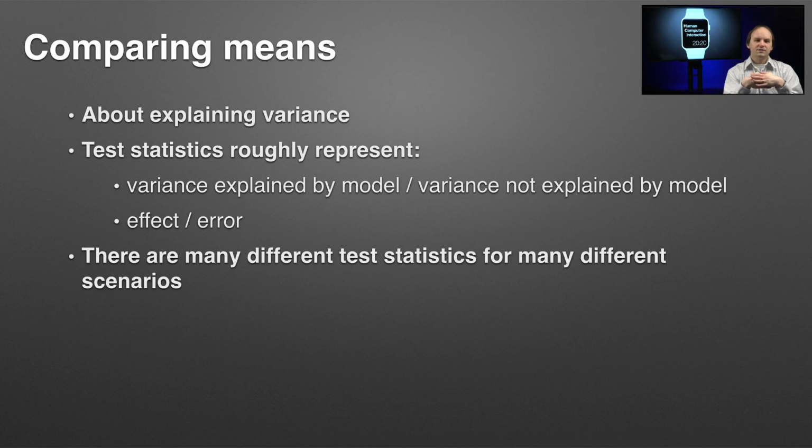And when we do these statistical tests, what we're really trying to do is explain variance. So roughly any kind of test statistic that we create is meant to represent how much variance we can explain by fitting a model to a data set, divided by how much is not explained by the model. Or you can think of it as effect over error. So you're trying to get a signal out of noise. And like I said, there are a lot of different test statistics for different scenarios.